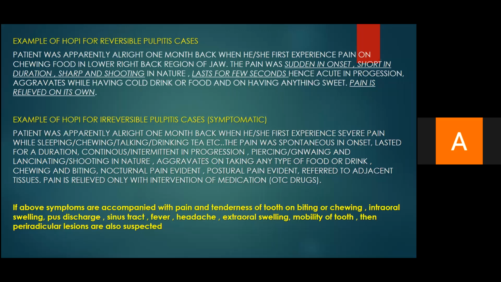It lasted for a few seconds, hence acute in progression, aggravates while having a cold drink or food, and on having anything sweet. And the pain is relieved on its own. Now, if you have read your Grossman and seen the section on reversible pulpitis, the symptoms they tell you to look out for are that reversible pulpitis cases are sudden in onset. As soon as the stimulus is given, they have a sharp shooting pain. It can be a piercing pain, but generally it's sharp and shooting, of very short duration.